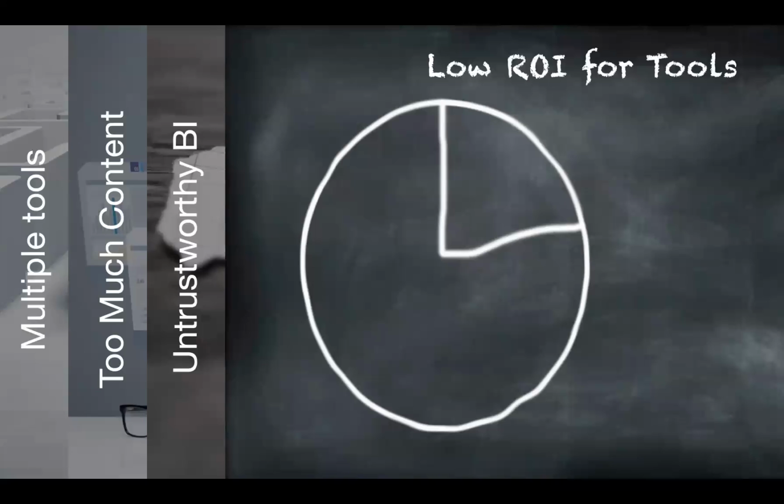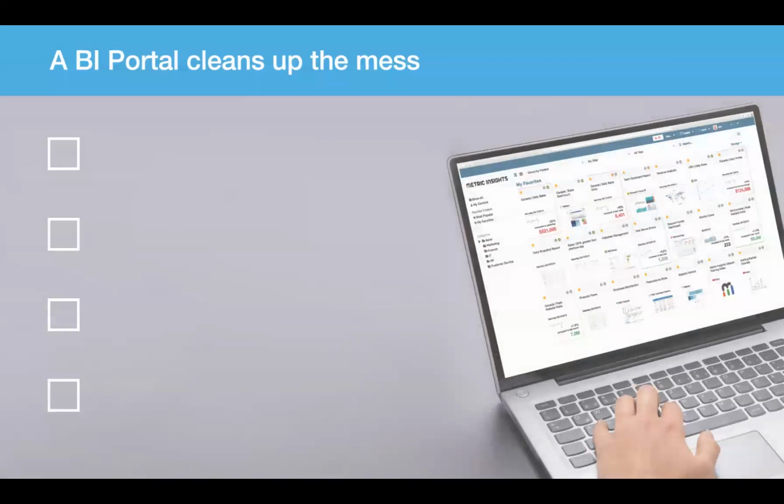And that means that the ROI that you're generating for Tableau, but more broadly for your entire BI stack, is not where it needs to be. It's not generating a high level of ROI because you don't have the engagement. People are not using the value of analytics to make decisions. So how does the BI portal clean up this mess? Well, there are 4 pillars, 4 vectors that can be used to address this issue with the BI portal.